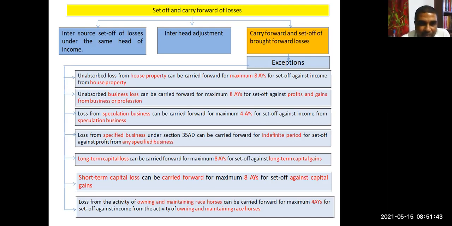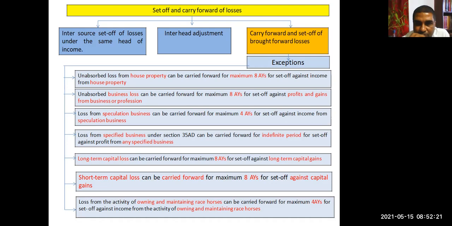Please read the third point. Loss from speculation business can be carried forward for a maximum of 4 assessment years or set off against income from speculation business. This is different in the sense you have to remember that it is not 8 assessment years. For how many assessment years can it be carried forward? 4 assessment years. And it can be set off only against speculation business profit. Now, fourth exception.